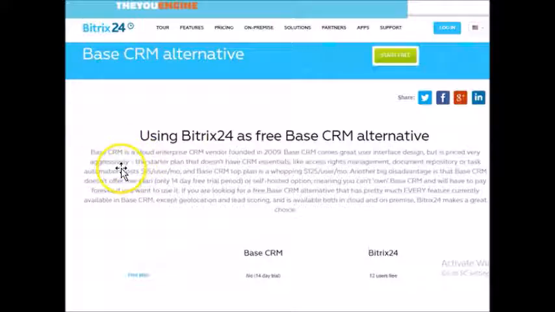So look at how they really start this conversation. They say Base CRM is a cloud enterprise CRM vendor founded in 2009.